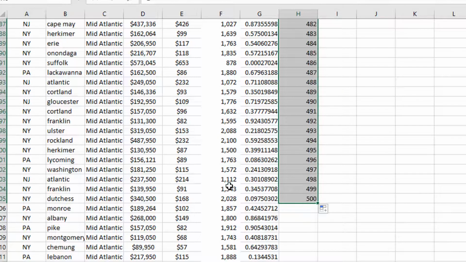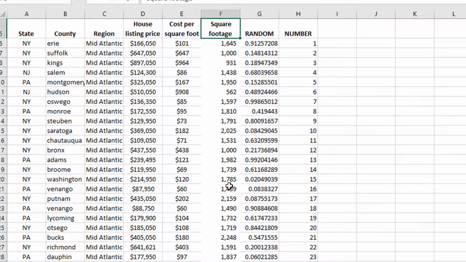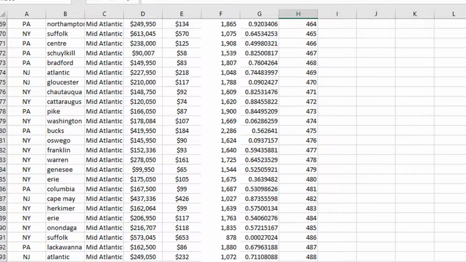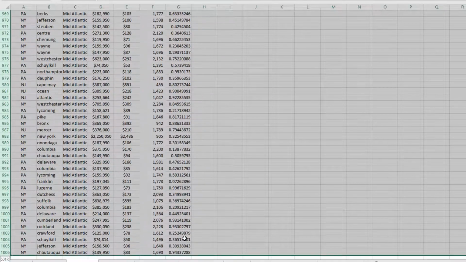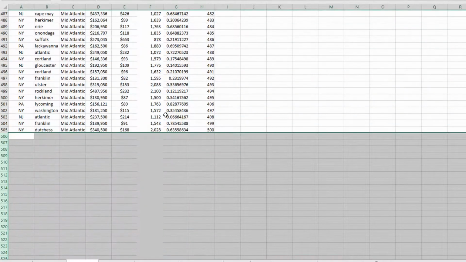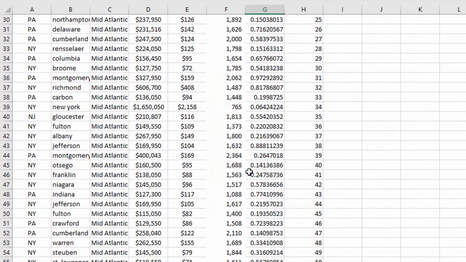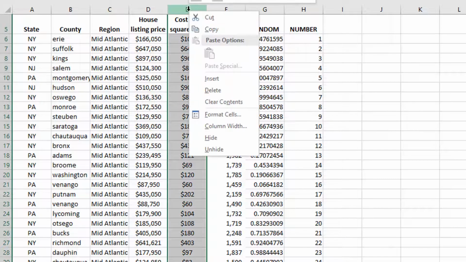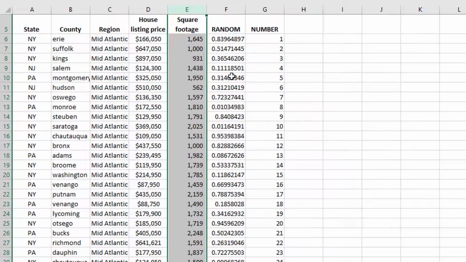Okay, there's my data. You know what I'm going to do is I'm just going to delete everything below that. I'm going to take all of these rows from 506 down to the bottom, delete that. I don't want that data. What else am I going to do? I'm going to delete the cost per square foot. Don't need that variable. It's just cluttering things up. The only two variables I care about are house listing price and square footage.